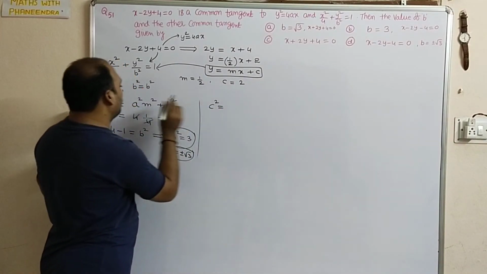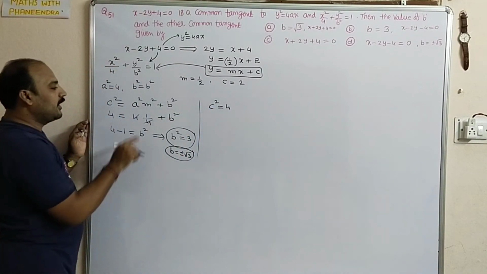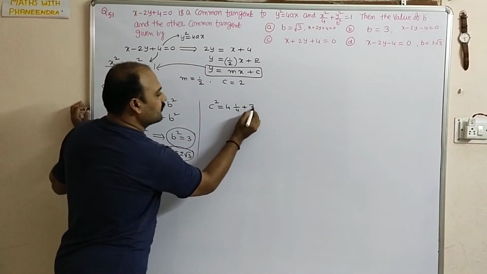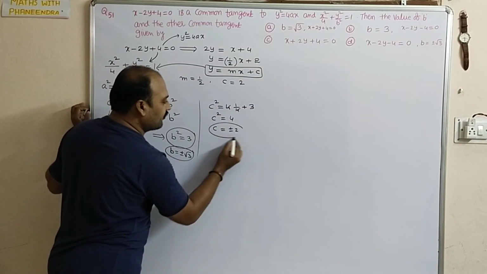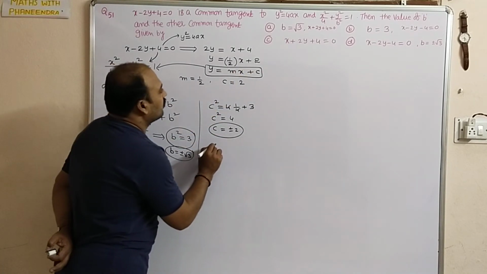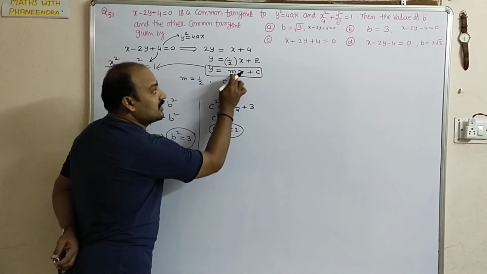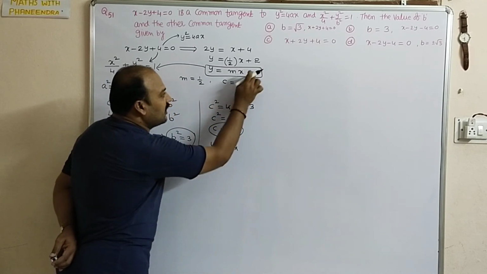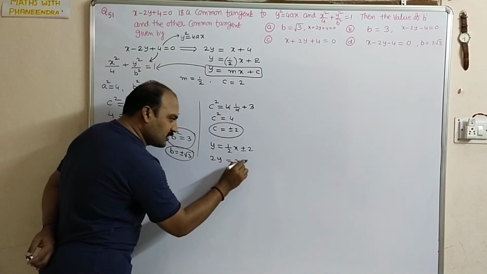Again, in place of c square, substitute a square m square. A square value 4, m square value 1 by 4, plus b square 3. 4 cancels. C square equal to 4. C is equal to plus or minus 2. C value substitute in this equation. So y equal to mx plus c. Now m value is 1 by 2. Tangent means same slope, 1 by 2 x. C value is plus or minus 2. So simplify, 2y equal to x plus or minus 4.